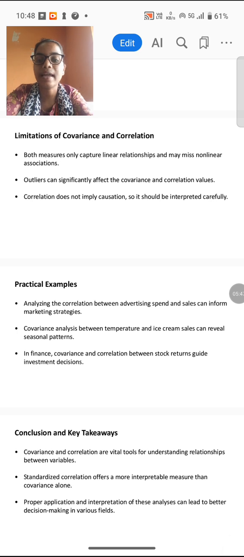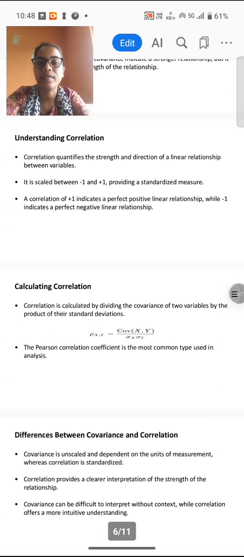The practical examples of covariance and correlation, as I already mentioned: when temperature increases, the ice cream sales also increase. When the speed of the car increases, the time decreases. When study hours increase, the marks also increase. These are the best practical examples for covariance and correlation analysis. So this is about correlation and covariance analysis.